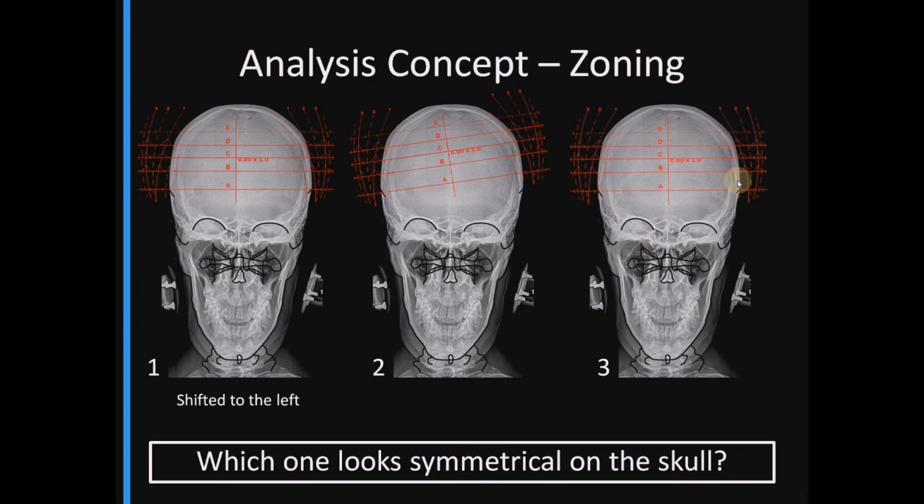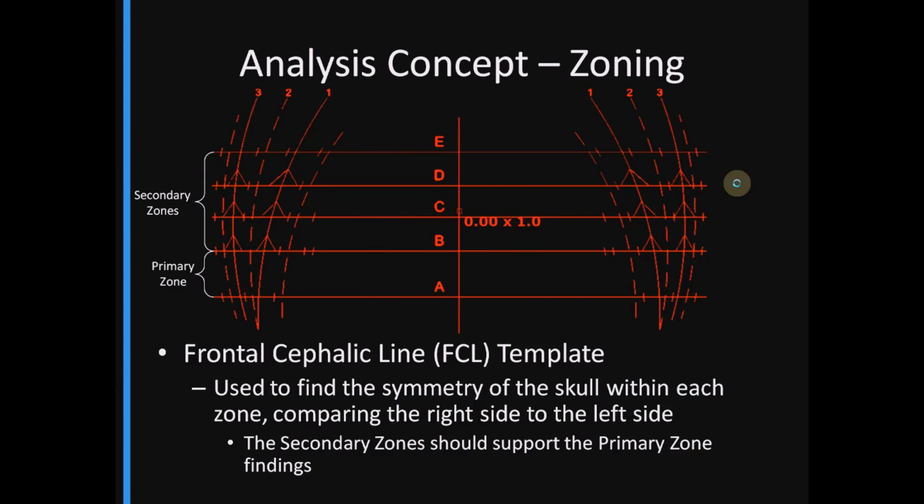So once again, number 1 is shifted to the left, number 2 was too rotated, number 3 was just right. When we pursue what's called the zoning procedure, we have the A line and B line and C and D and E line on the template, which is our horizontal lines indicating the height of each zone.